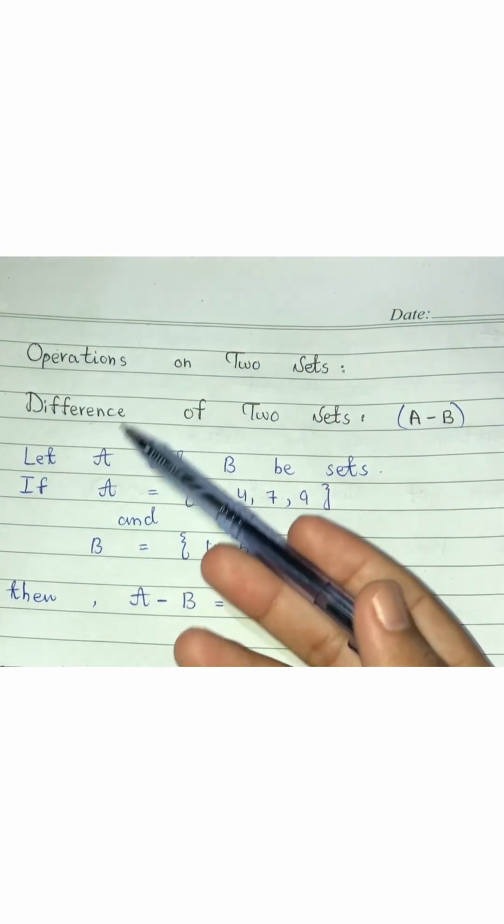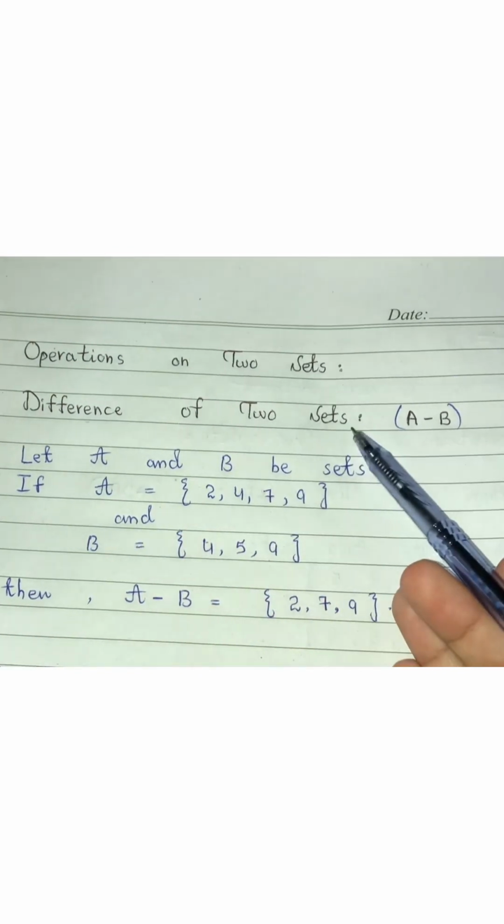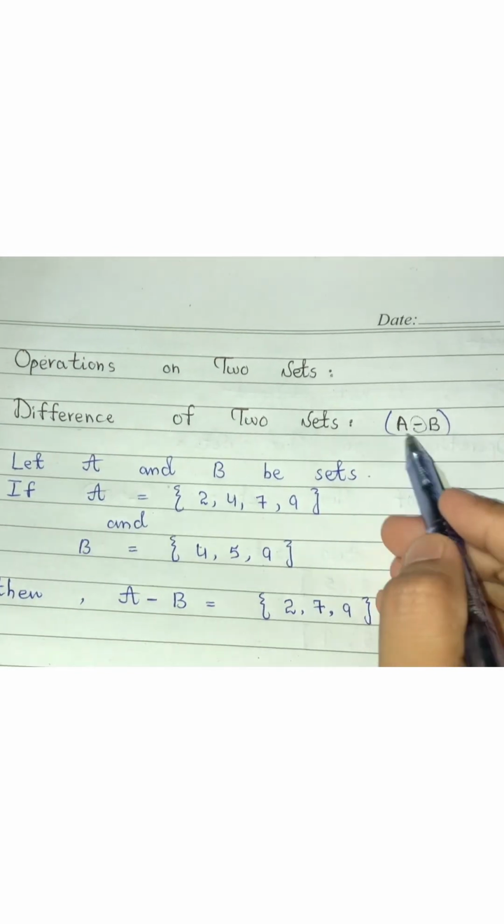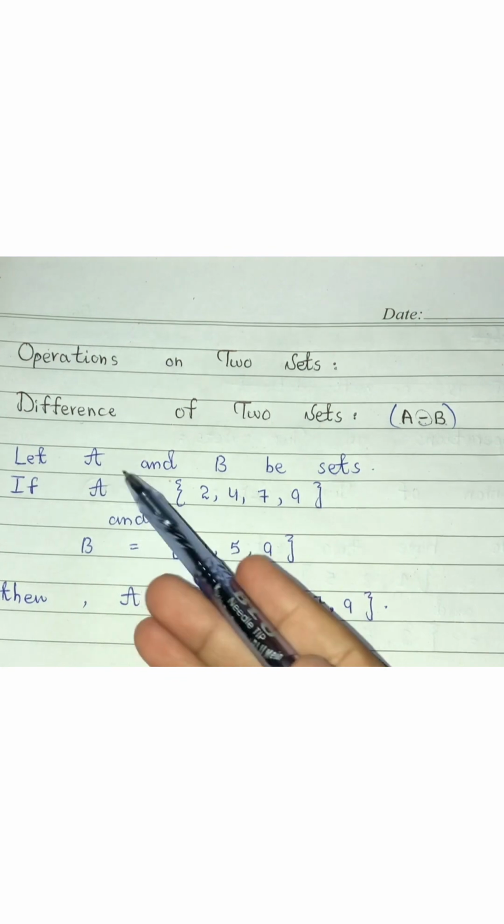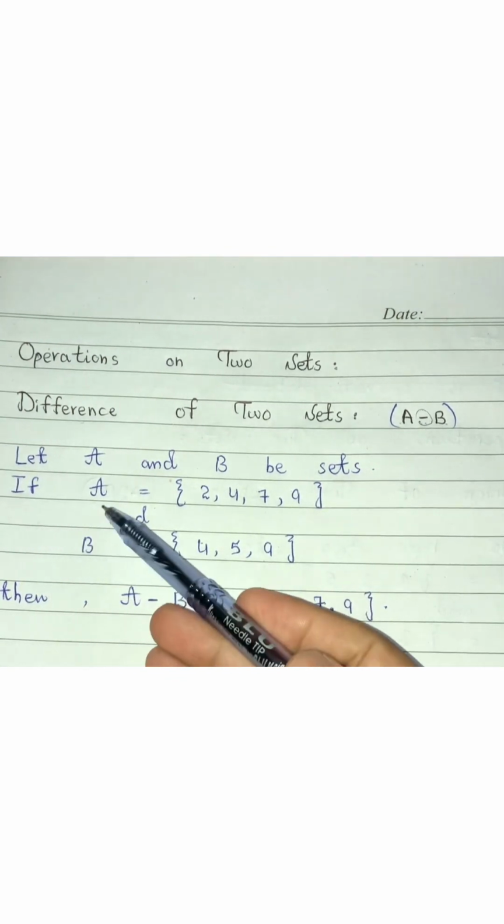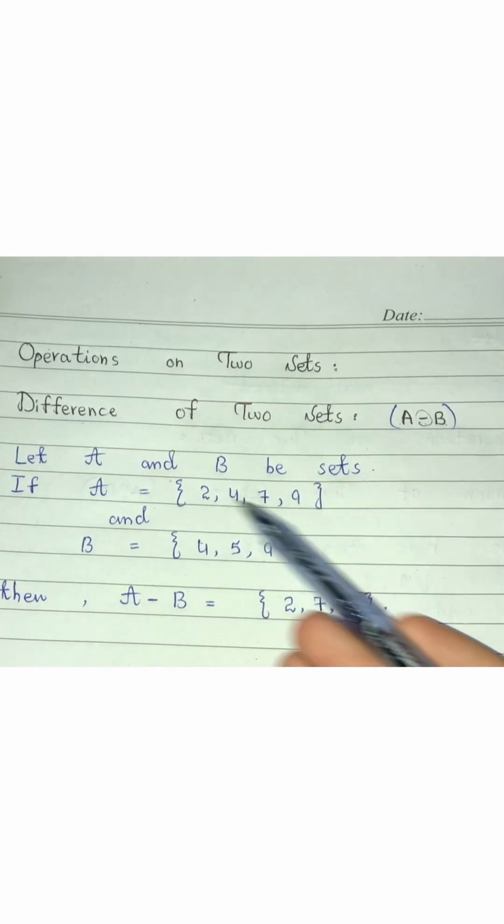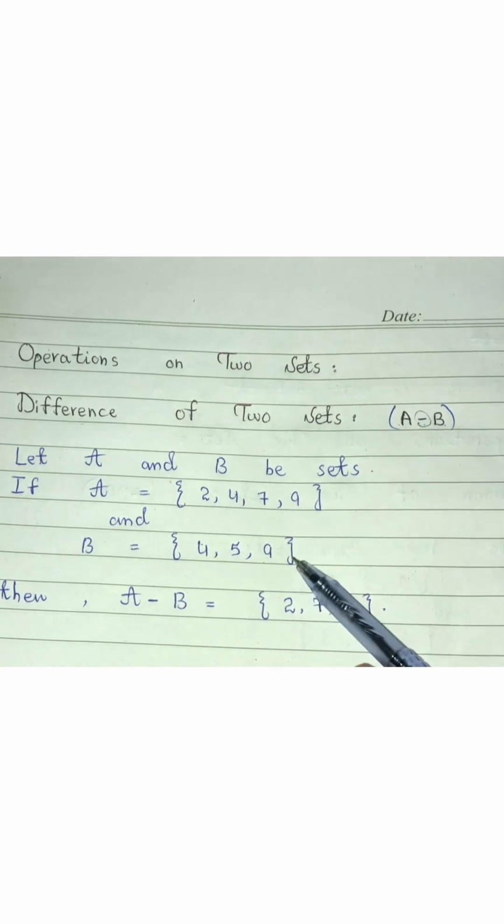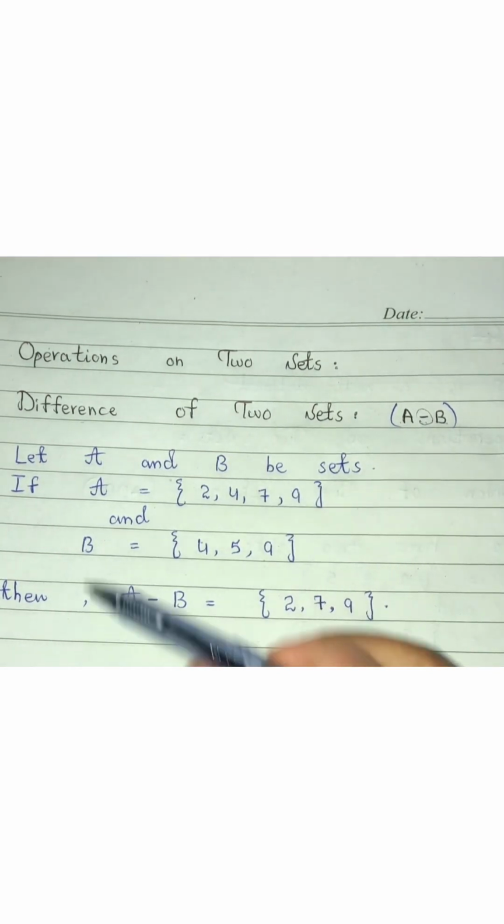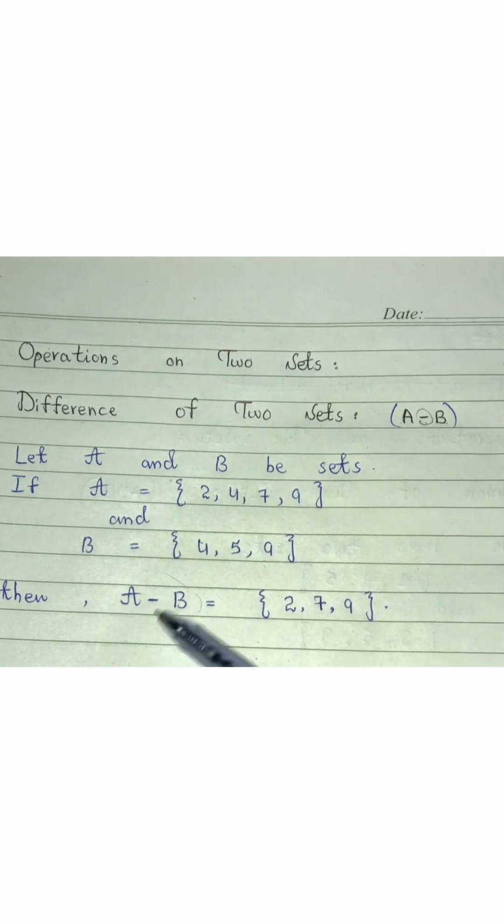Here we have another operation, that is difference of two sets, and it is denoted by this sign, read as A difference B. Let we have a set A and set B. If A is equal to 2, 4, 7 and 9 and B set is equal to 4, 5 and 9, then how we will find its difference? It is written like this, A difference B.